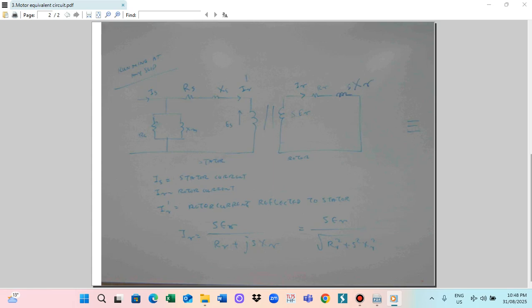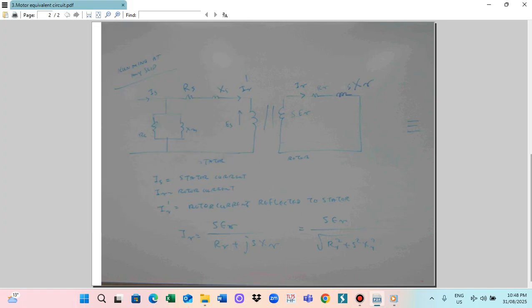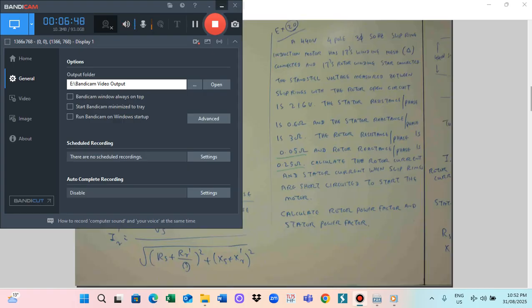So those we calculate for the three-phase induction motor. So calculation to get out. So this means that we can provide the winding resistance here. So this is the RS plus RR by S. And this is also the XS plus XR.